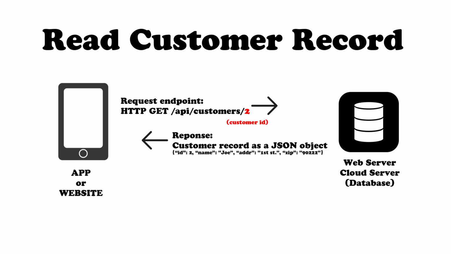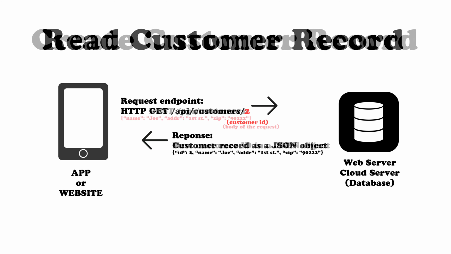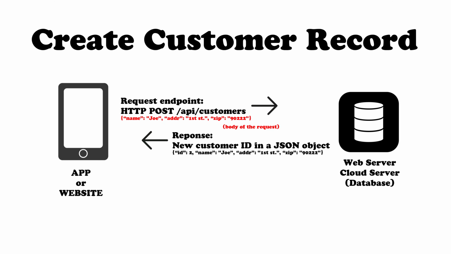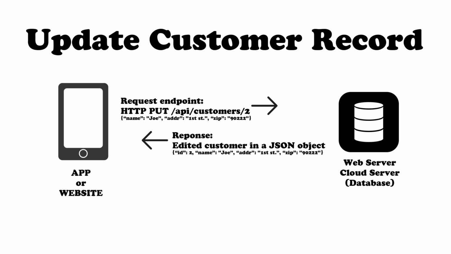To read just one customer, access the API customers endpoint with the identifier of the customer appended to it. The response will be a JSON object. To create one customer, access the API customers endpoint with a POST method and set the body of the request to the JSON object of the customer. The identifier of the new customer will be returned as a JSON response.